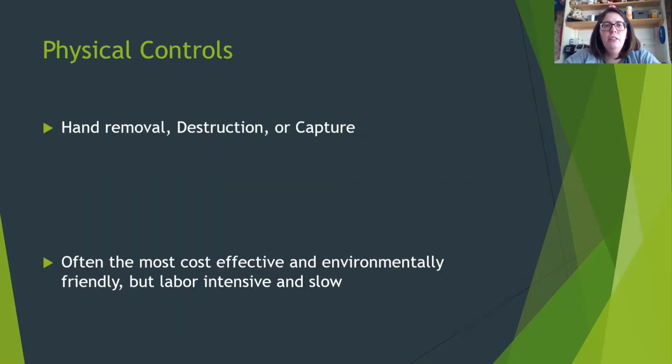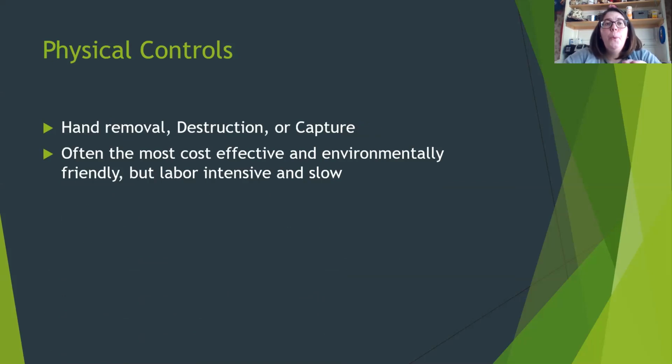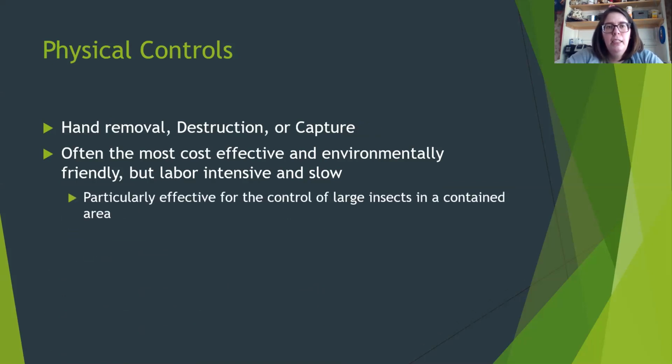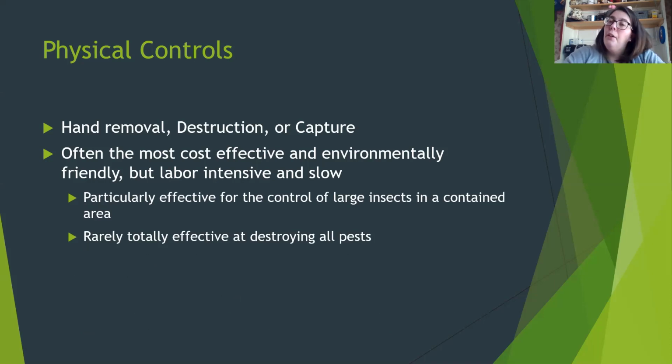And you have physical control. That's literally walking through the greenhouse, walking through your garden, and removing things physically from plants or capturing, so you can do traps, things to that extent. It is often the most cost-effective and environmentally friendly, but it is extremely time-consuming and slow. But it is an option.